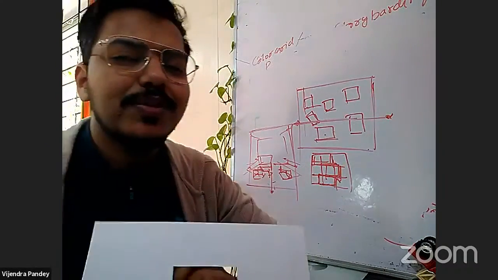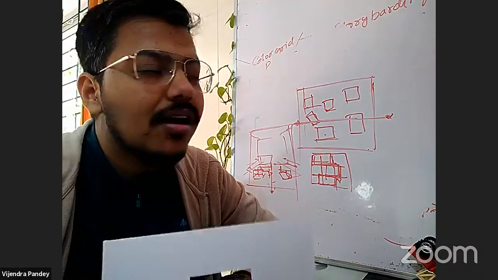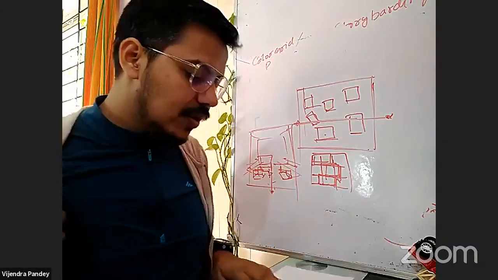Sir, if the vanishing point is out of the paper, how will we draw that? How will we draw that vanishing point out of the paper? Very genuine question. How to make you understand this? There are two ways. You'll have a big table.